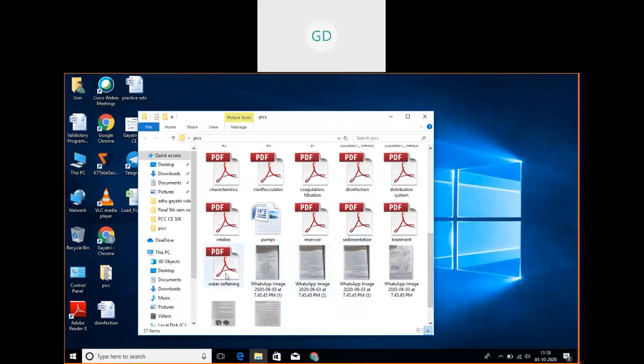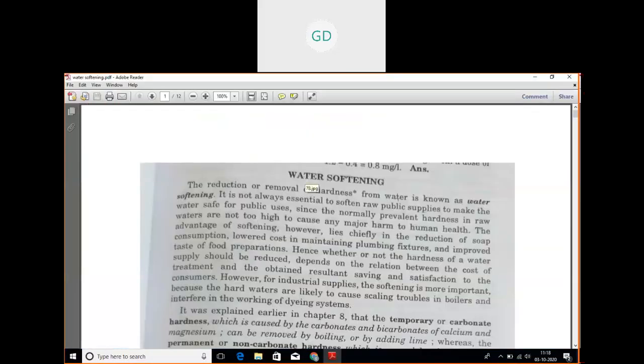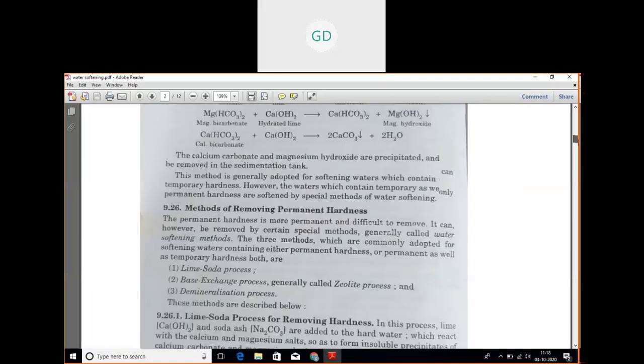Okay, last class, where did we stop? I think we were talking about the softening processes, right? I told you to write the temporary hardness and permanent hardness processes. Three processes are there. You need to go in brief in details, so you can just write down the chemical equations and remember them.